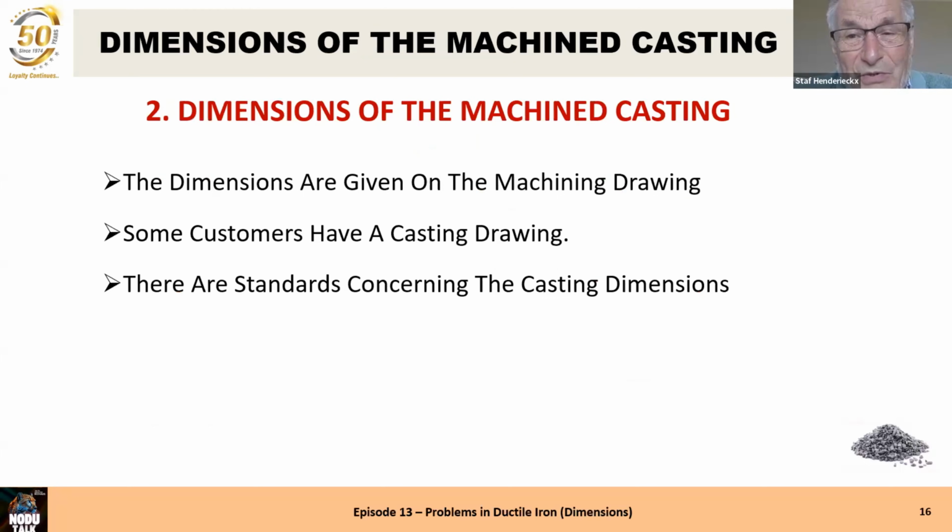Dimensions are given on the machining drawing, and some customers have a casting drawing, and there are standards about the casting dimension. Please pay attention, because a machining drawing is very, very difficult for every foundry and should not be accepted just like that. Why? We don't know what the machining stock is that the customer wants to have. So please, if possible, discuss with him until there is a casting drawing.